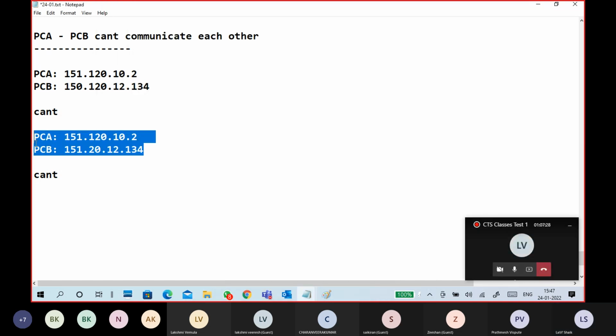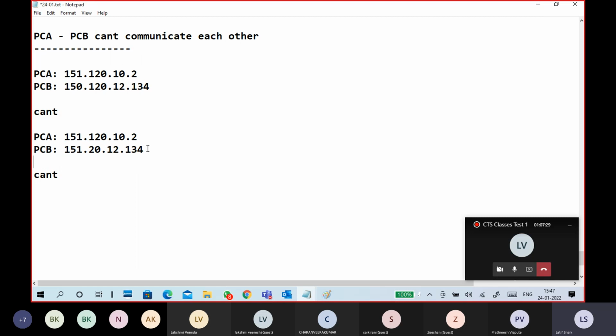The noise is less. Okay, no noise. See here it is. The first octet is different, so these two PCs cannot communicate with each other. Now the first octet is same, but the second octet is different, so we cannot communicate with each other.